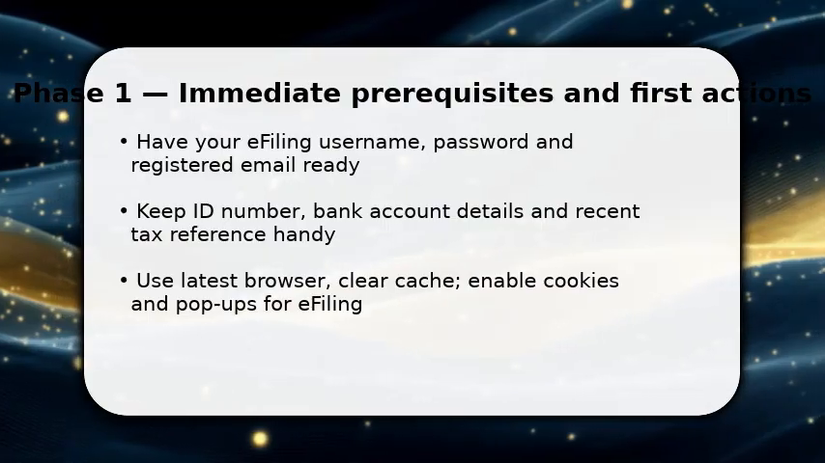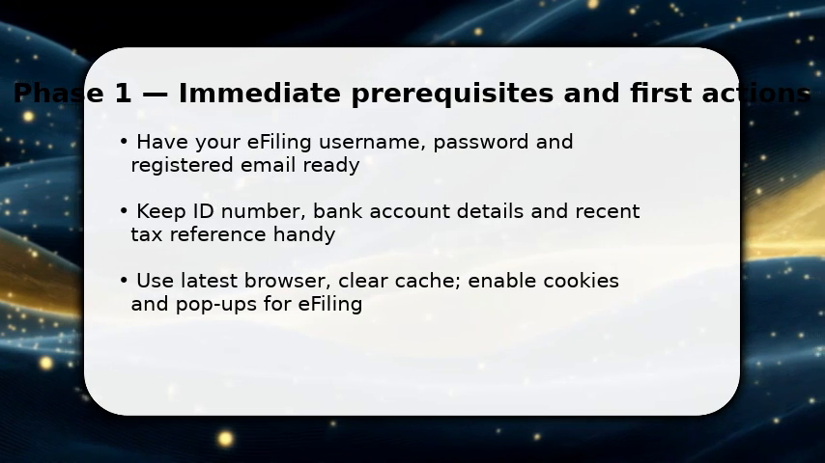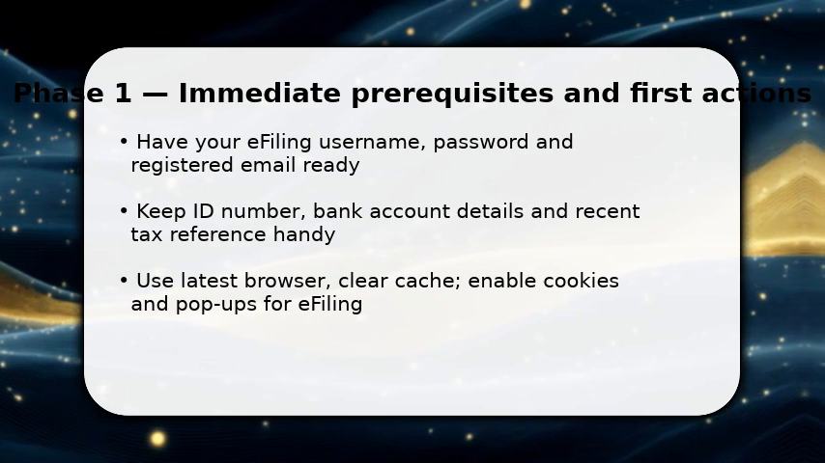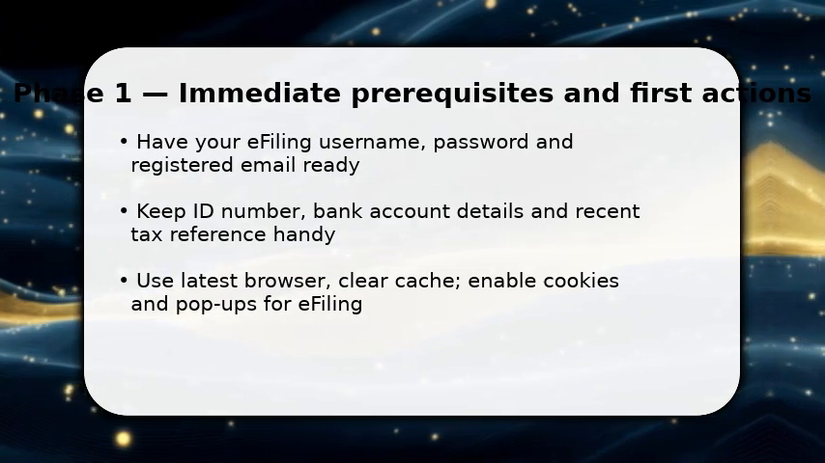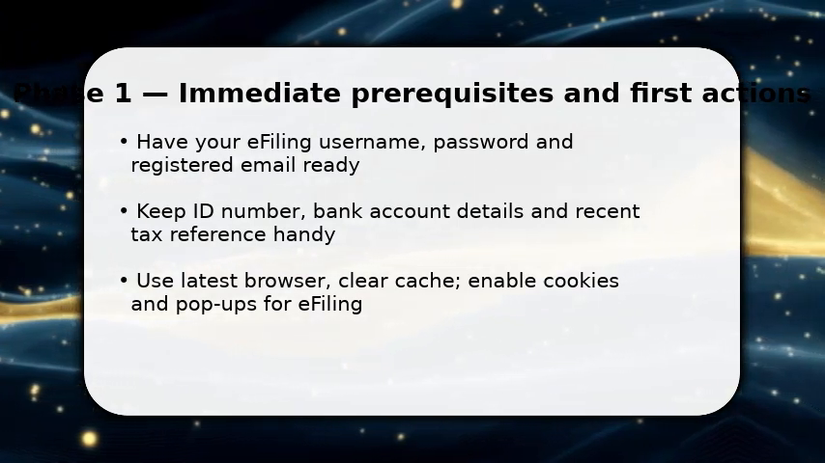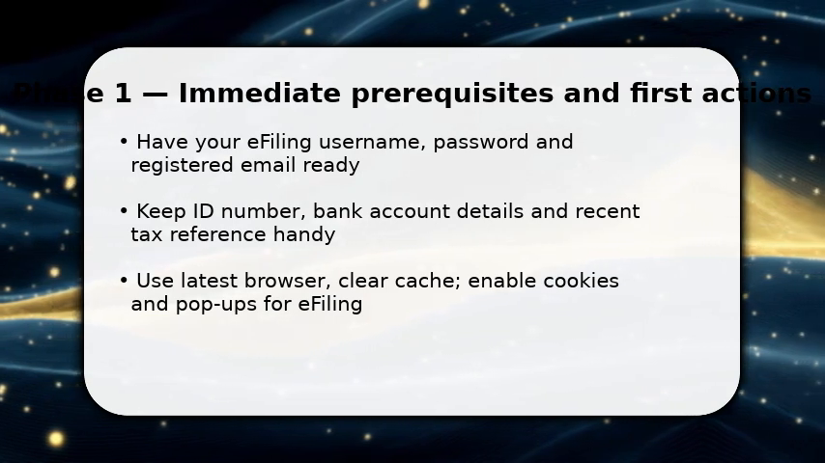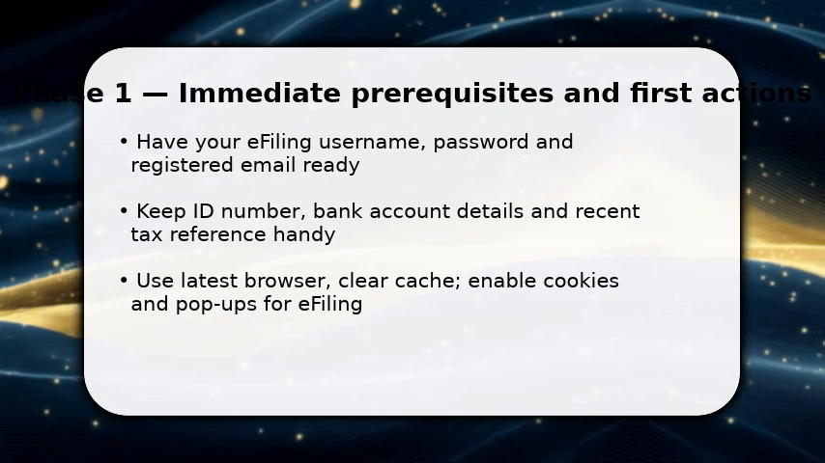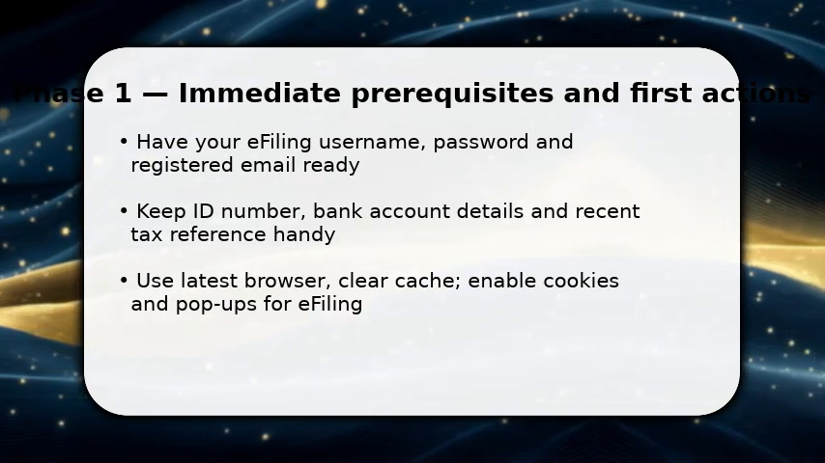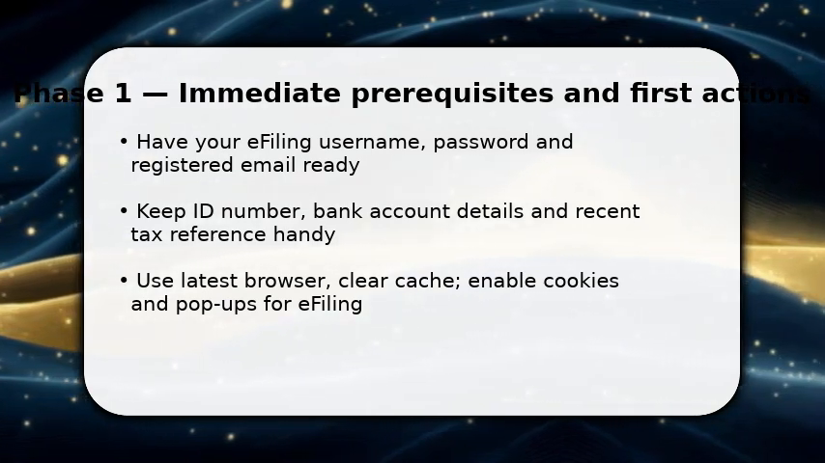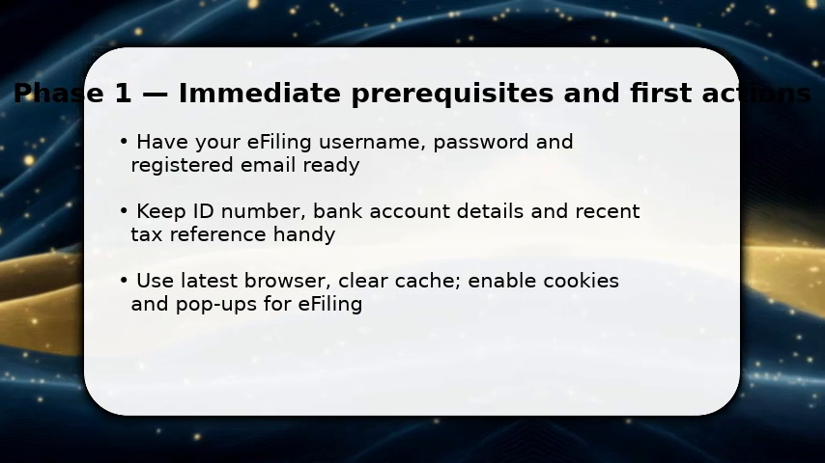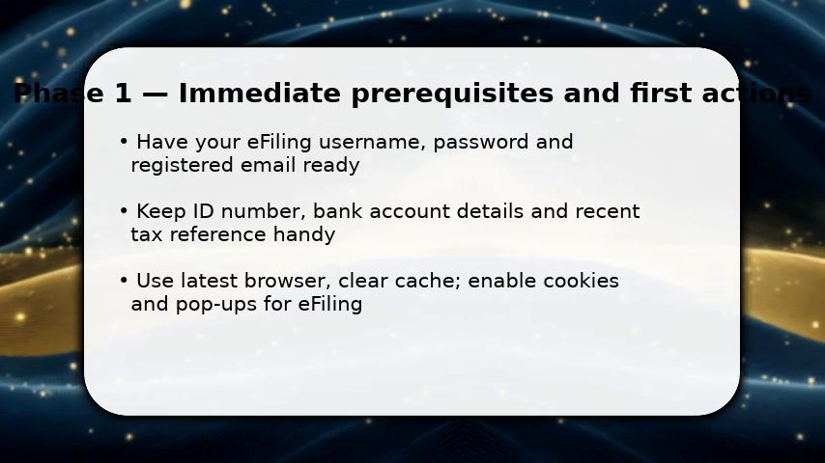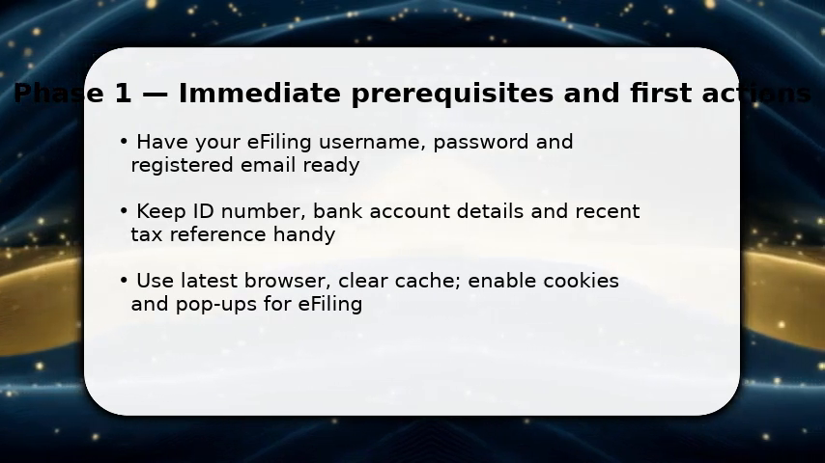You begin by signing into SARS eFiling with your username and password. Make sure your registered email is accessible for OTPs. Once logged in, navigate to the profile menu and choose Update Personal Details. This reduces errors later. You should confirm your identity using your South African ID number and, where required, a bank account number for verification. Finally, check browser compatibility and enable pop-ups so document upload and confirmation pages open correctly.